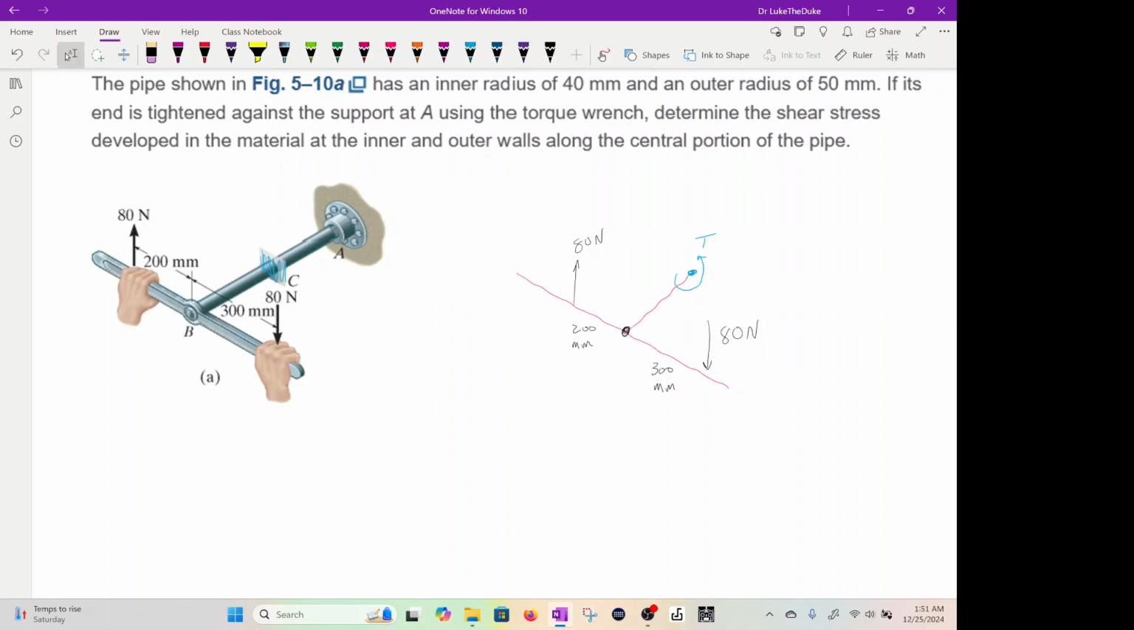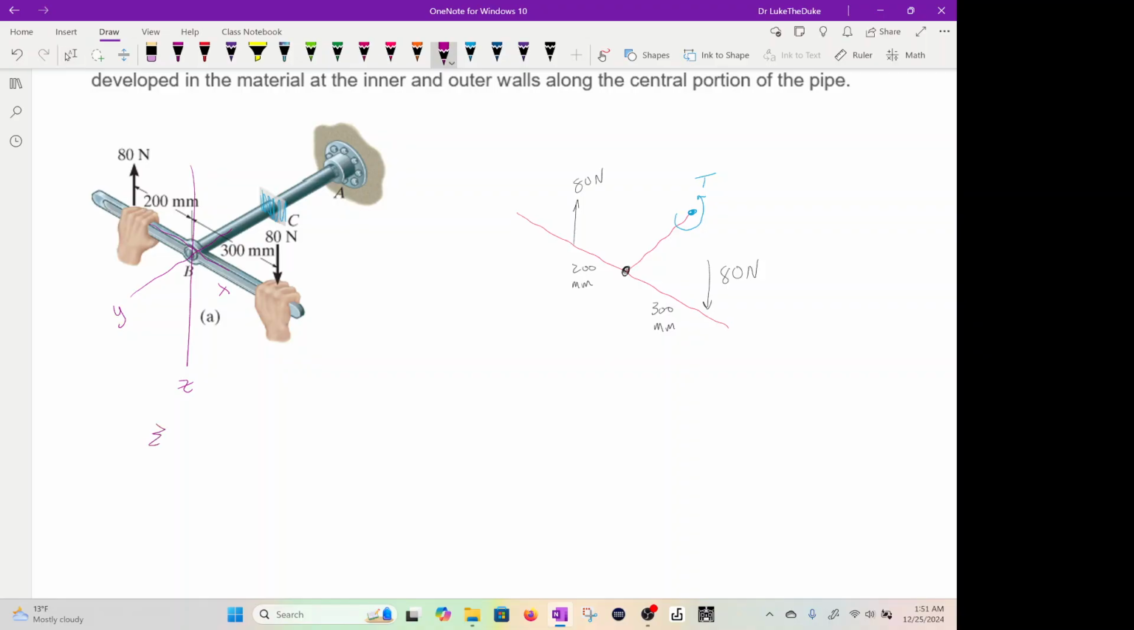And this is your, let's do coordinate systems. Up and down is Z. Left and right would be X. And then this is Y. So we're going to sum the moments in the Y, set it equal to 0. Okay.